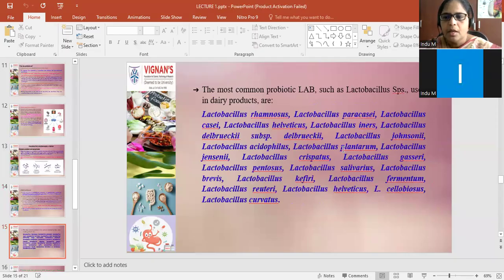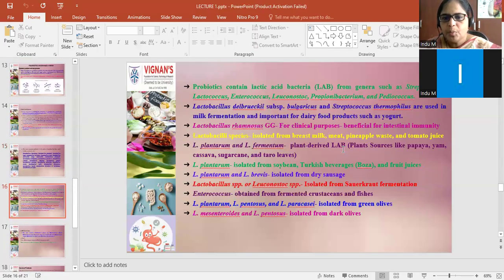These are the common species that come under the lactic acid bacteria group: Lactobacillus rhamnosus, Lactobacillus paracasei, Lactobacillus casei, Lactobacillus delbrueckii, Lactobacillus johnsonii, Lactobacillus crispatus, Lactobacillus gasseri, pentosus, and so on. These probiotics contain lactic acid bacteria from genera such as Streptococcus, Lactococcus, Enterococcus, Leuconostoc, Propionibacterium, and Pediococcus.